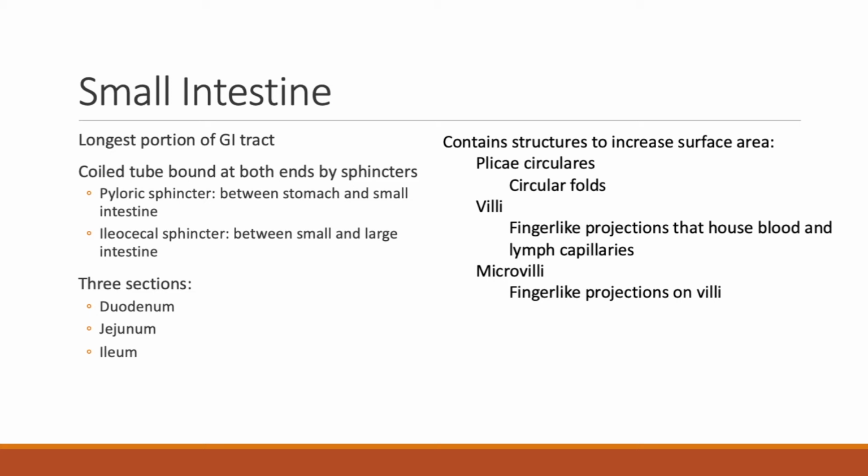There's 3 sections of the small intestine. You have the duodenum, the jejunum, and the ileum. It contains structures to increase the surface area. The plicae circulares, the circular folds, and the villi are finger-like projections that house blood and lymph capillaries. The microvilli are finger-like projections on the villi.